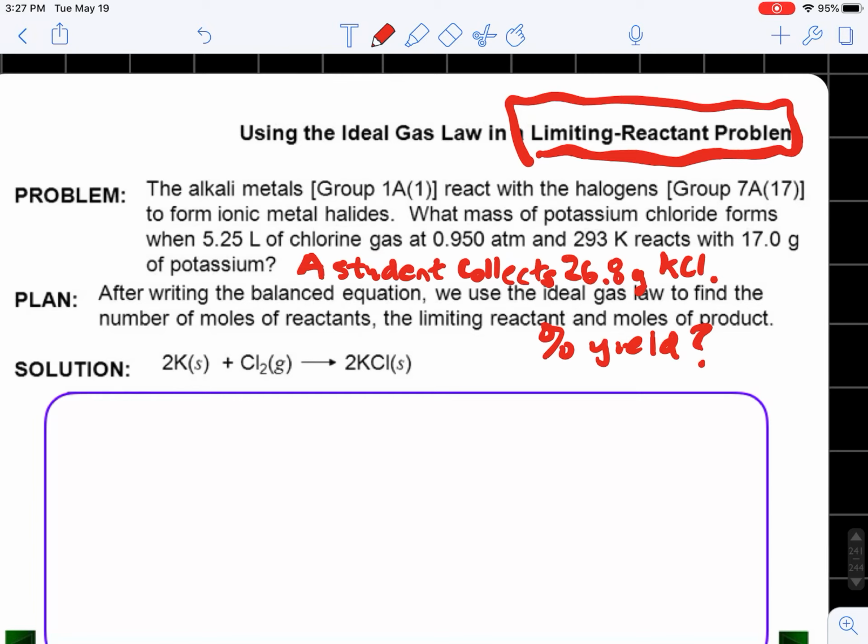I know that it is a limiting reagent because they're giving me values for chlorine and they're giving me a mass for potassium. So they're giving me both reagents in the balanced equation. So that means I'm going to have to go back and do a limiting reagent problem with it. But I also threw in a percent yield. I said, all right, we're going to figure out the amount of theoretical yield, but if a student collects 26.8 grams of potassium chloride doing this lab, what is the actual percent yield? So I changed the problem just a little bit.